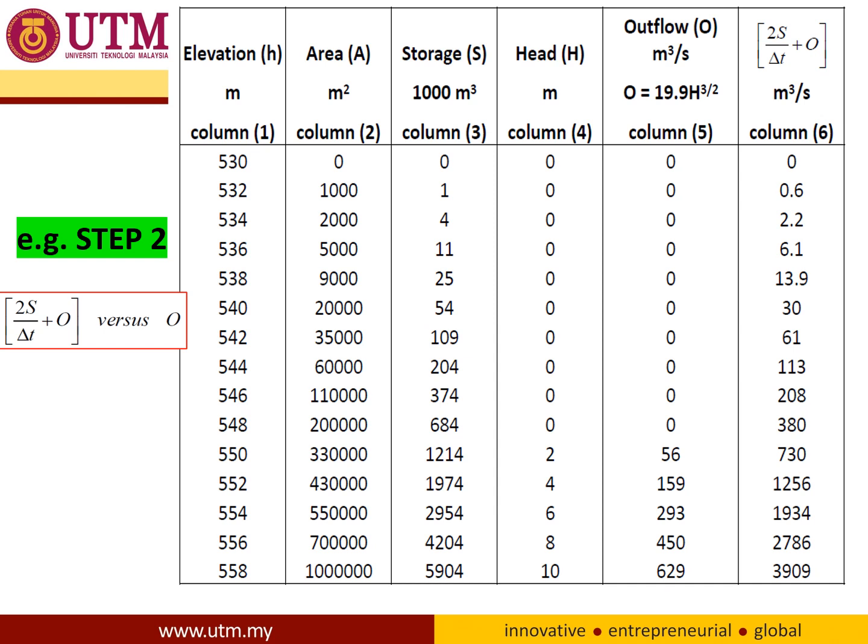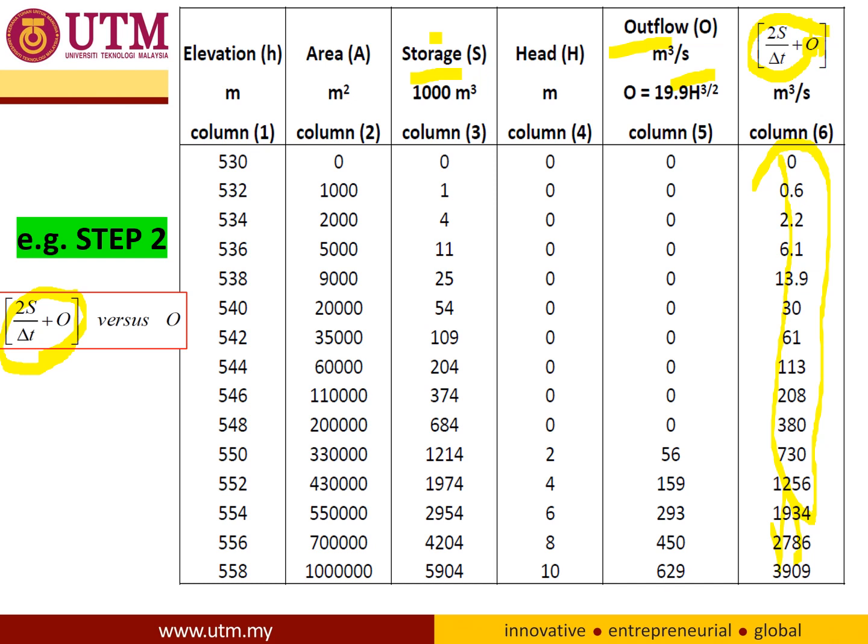Alright, the next step is you have to get the storage versus outflow information in this form. That's why you need the storage versus outflow first, and then you can convert this storage into this form, 2S over difference of time. In this case, the difference of time was given to us as 1 hour, plus outflow O. So just use this formula to calculate column 6 here, to calculate all these values. Just use the storage information and the outflow information.